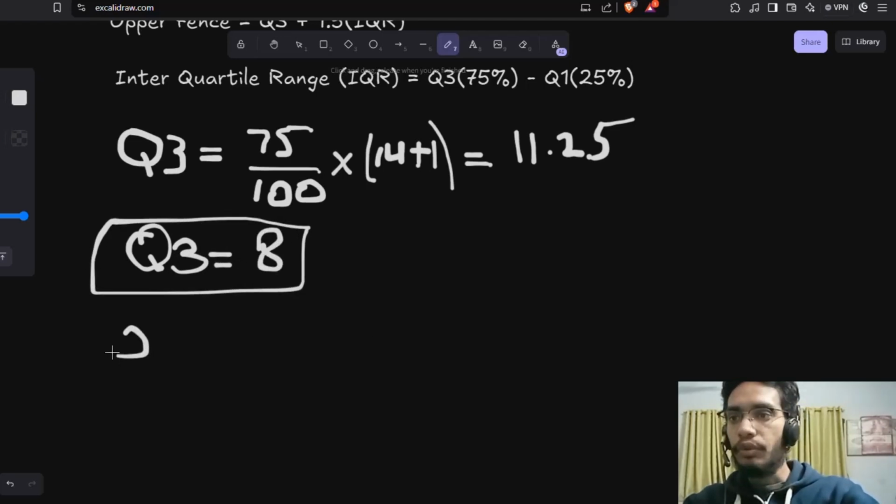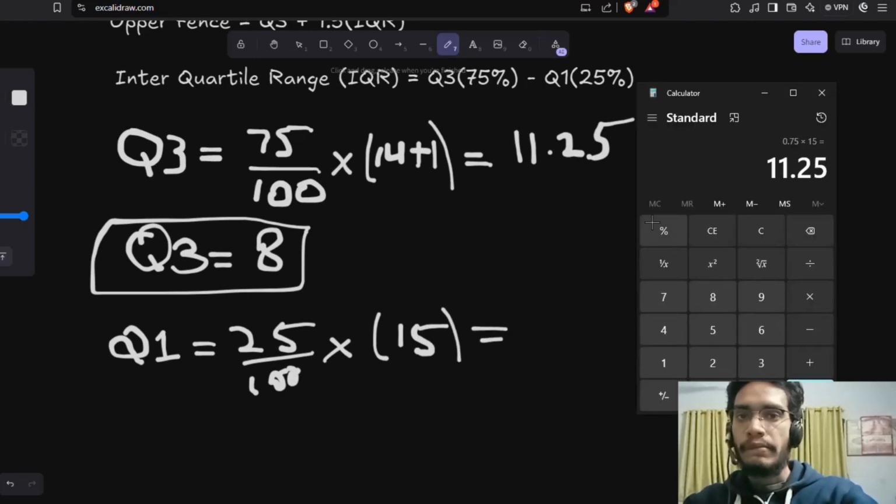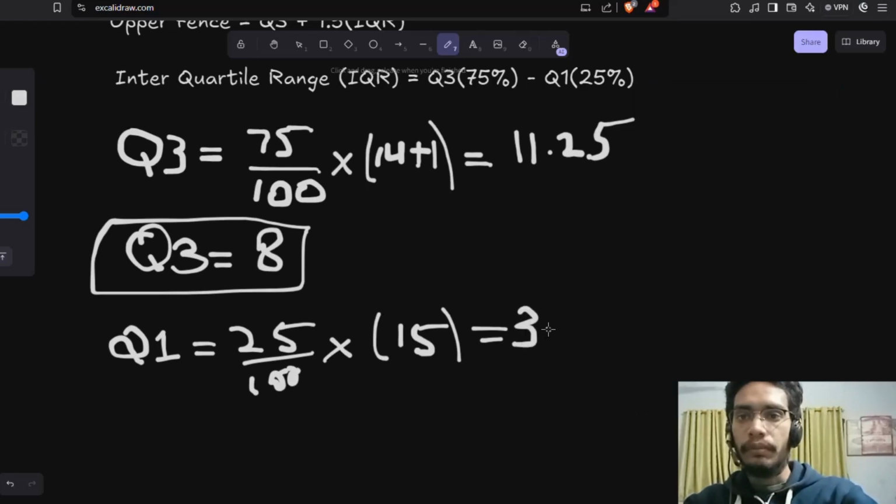Now we have to calculate Q1. We will calculate in a similar fashion. That is 25%, as Q1 is 25%, divided by 100 and multiplied by 14 plus 1, 15, right? So we have 25 divided by 100 times 15. This is 3.75. 3.75, right? So this is the index value, and we have to just find out what is the exact value.